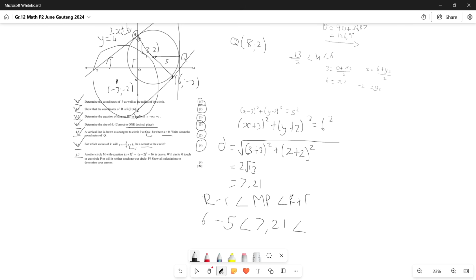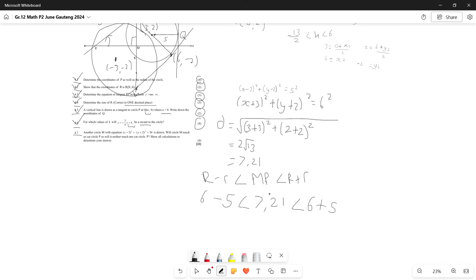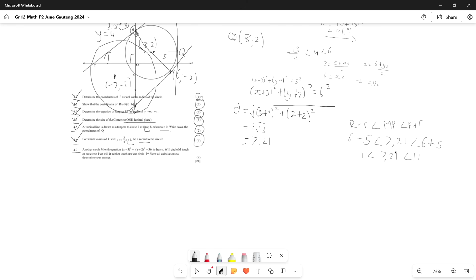And then what we're going to do is add them up. So capital R again, as we established, was 6 and small r was 5. So we're just adding them up. What we're trying to do is see whether the distance of the line M to P is in between this range, this lower boundary of capital R minus small r, and this upper boundary of capital R plus small r. Because what we have is 6 minus 5, that is 1. 7,21 is in fact greater than that, and it is in fact less than 11, which is 6 plus 5. Because by putting the distance of MP in between the lower range and the upper range, we're saying that it is touching twice.